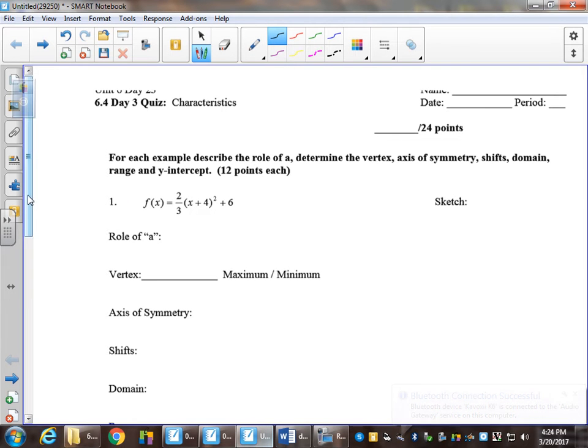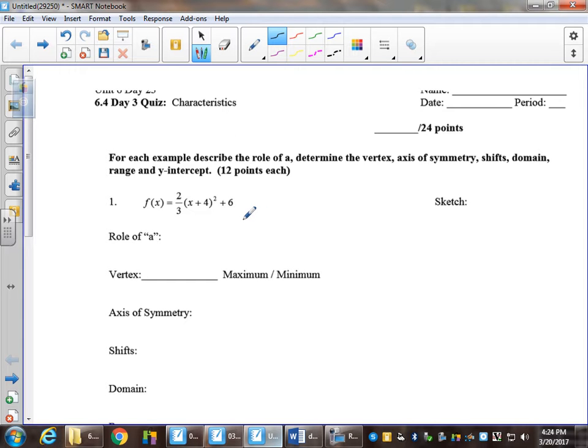Okay, so a lot of you had a lot of trouble with the quiz. The averages were pretty low for all periods. So I'm going to walk through the quiz so that you have this to refer back to, especially if you want to retake the quiz.